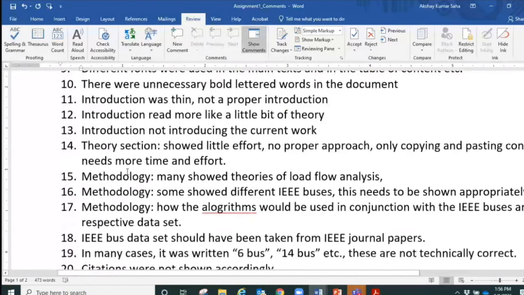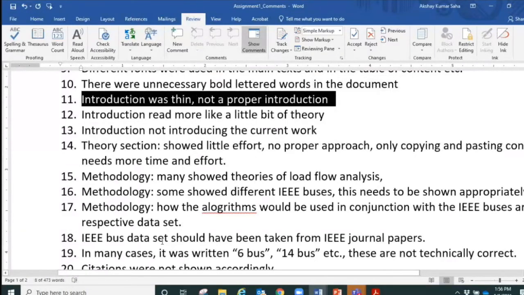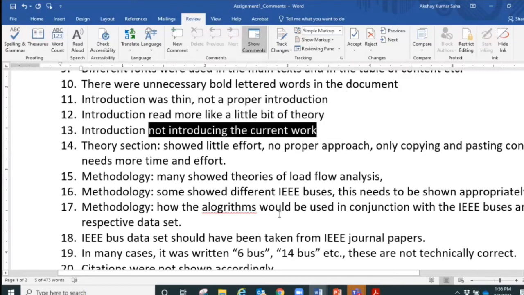So that's that one. And then I come to the introduction. The introduction was very, very thin. Again, I found 4 or 5, maybe 6 sentences, a quarter of a page written. It's not a proper introduction. It was reading more like a little bit of theory. It's not introducing the current work, meaning it's not introducing the reader to the load flow study that has been done using 3 different algorithms for 3 different IEEE bus systems. It's not telling that at all. So that's where you lose marks as well.